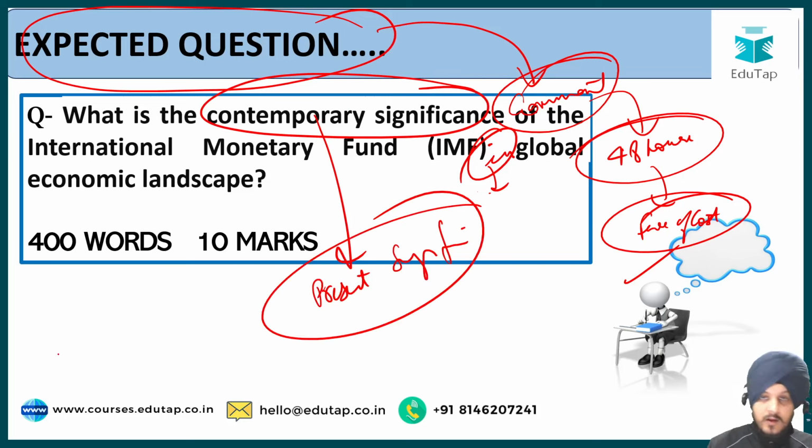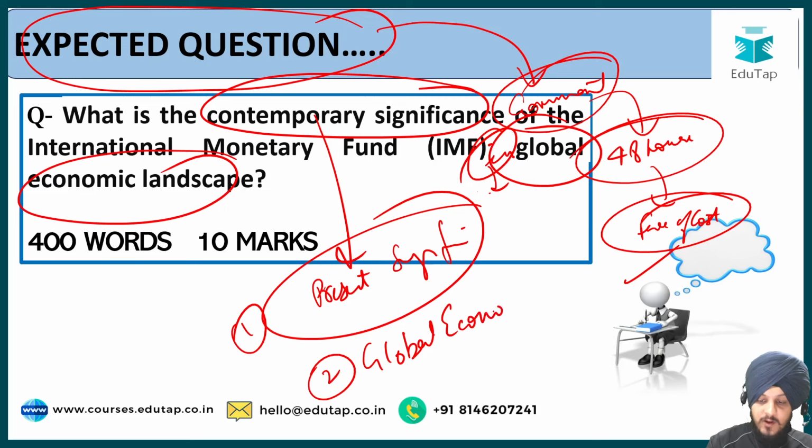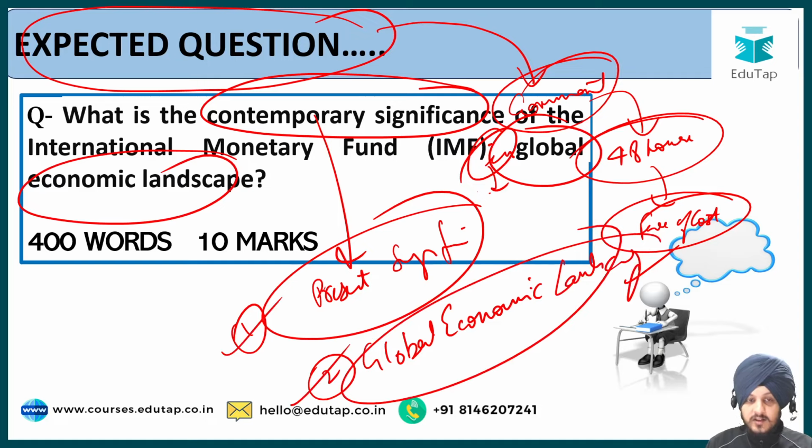And the next keyword is regarding the global economic landscape. So it is the first keyword, and the second keyword is global economic landscape, because the question is not asking about a specific country such as India or any other dimension. The question is very clear that it is asking about the overall global economic landscape. So our answer should be with respect to that only, global economic landscape. So these are the two keywords that you have to identify before answering the question.